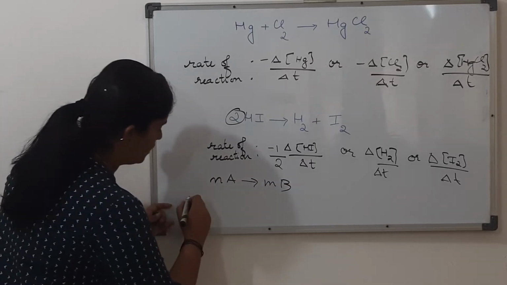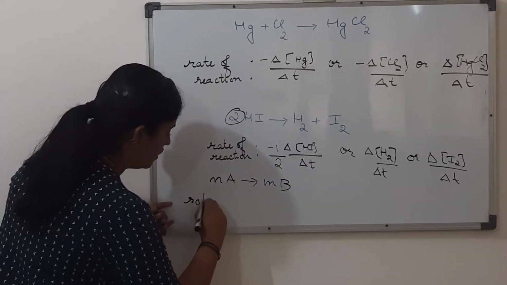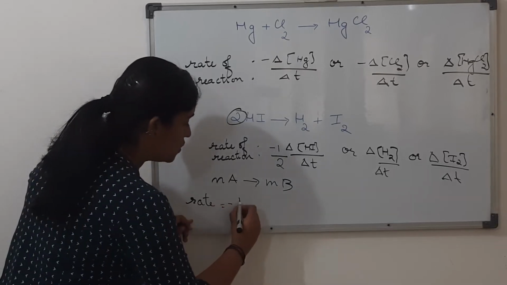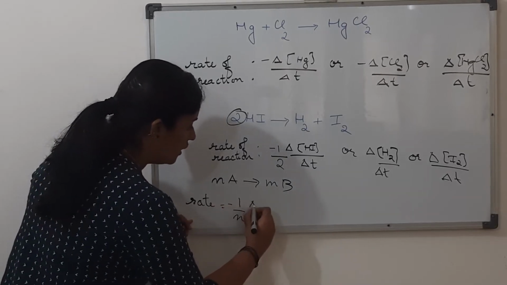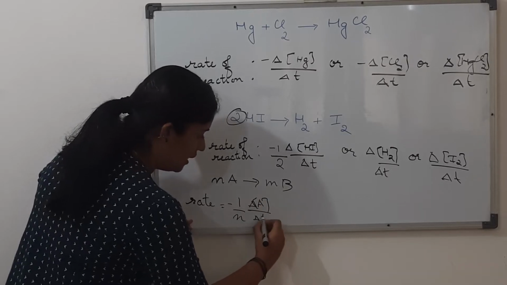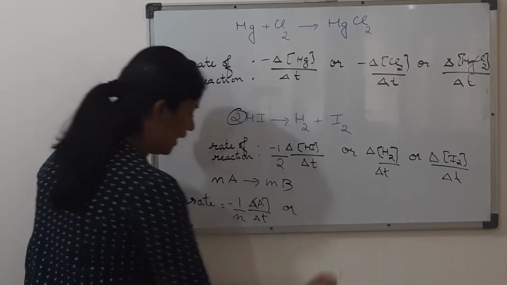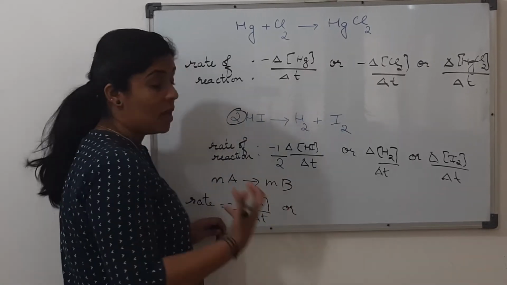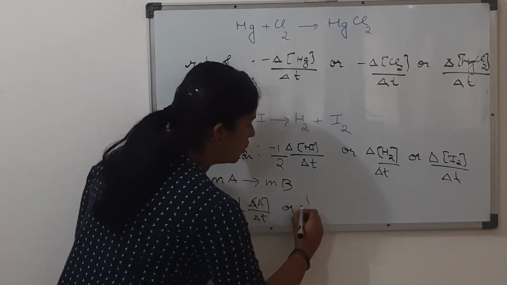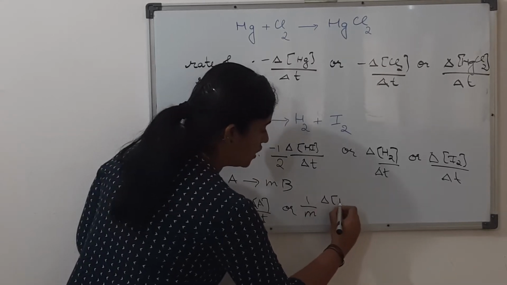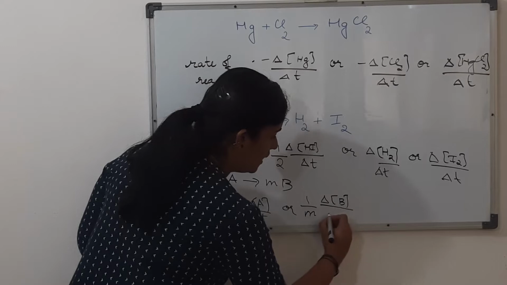Rate of the reaction we write. When we say rate, for nA, it will be minus 1 by n delta concentration of A by delta T, and for the product I can say 1 by m, because m moles of B are being formed, so the coefficient would go like 1 by m into the change in concentration of the product by change in time.